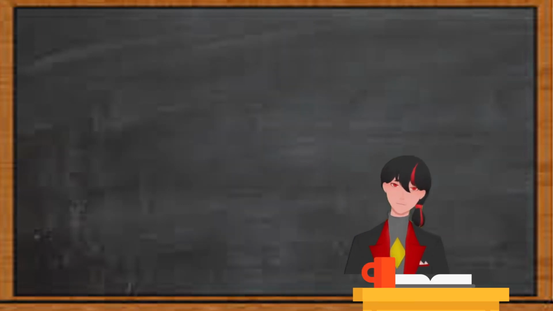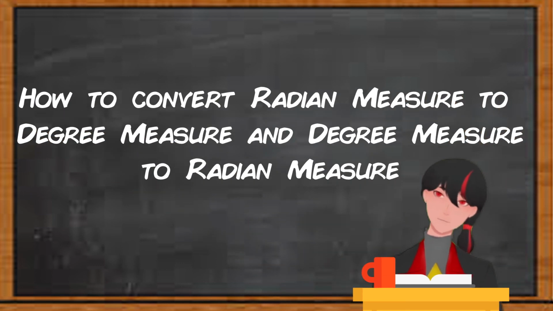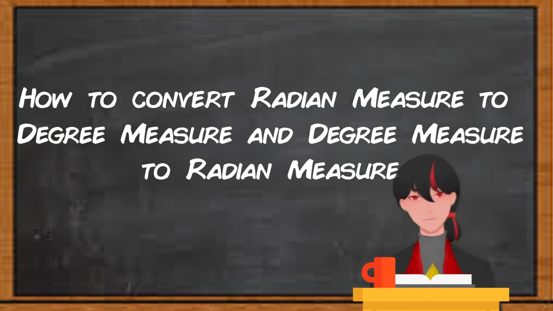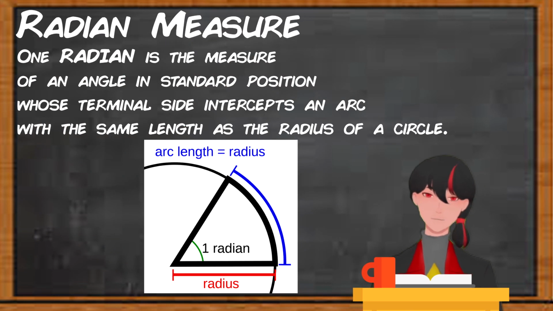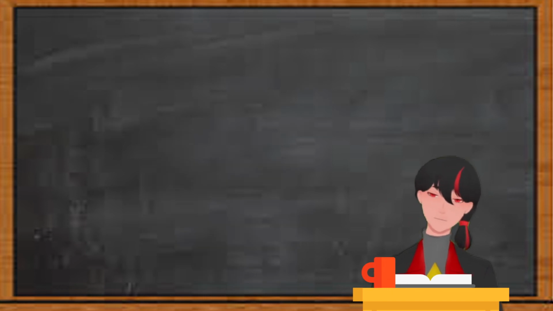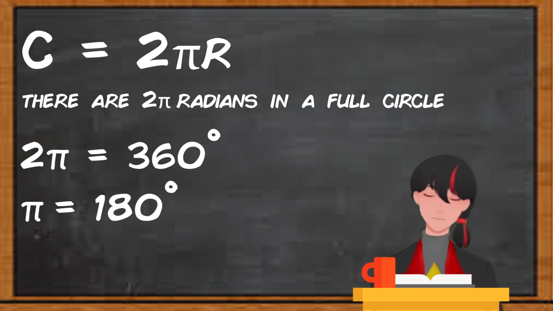Moving on to the next topic, I'm going to teach you how to convert radian measure to degree measure and how to convert degree measure into radian measure. But first, what exactly is radian measure? Well, 1 radian is the measure of an angle in standard position whose terminal side intercepts an arc with the same length as the radius of a circle. Since the circumference of a circle is 2 pi r, there are 2 pi radians in a full circle. 2 pi radians equals 360 degrees, and pi radians is equal to 180 degrees.